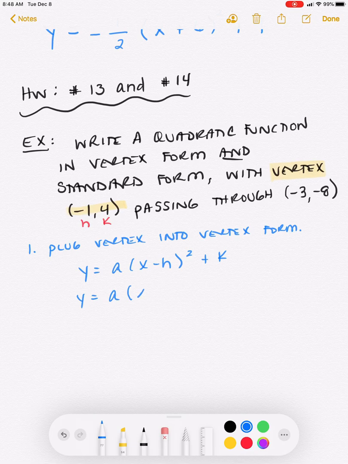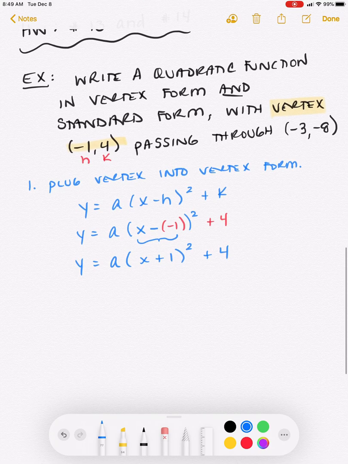But it's going to go x minus, and then we're going to replace the h with a -1, right? And we're going to square it. And the k value is going to be 4, so we're going to tack on a plus 4. All right, let's fix this up a little bit like we talked about before. Rather than having x minus -1, that means it's going to be x plus 1, plus 4, okay? So that's the first thing you need to be able to do: you need to be able to plug a vertex into vertex form.